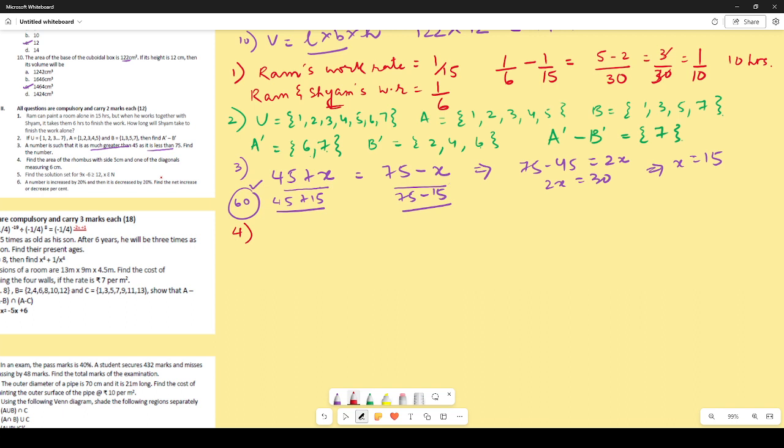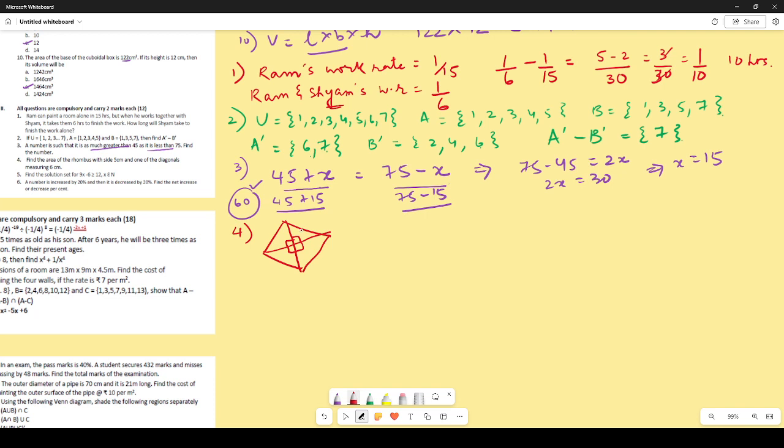Now let us take up the fourth question. Find the area of the rhombus with side 5 cm and one of the diagonals measuring 6 cm. Now many of you, I do not know how you calculated it, but you need to remember that whenever we are talking about a rhombus, its diagonals bisect each other at right angles. The diagonals of a rhombus are perpendicular to each other.